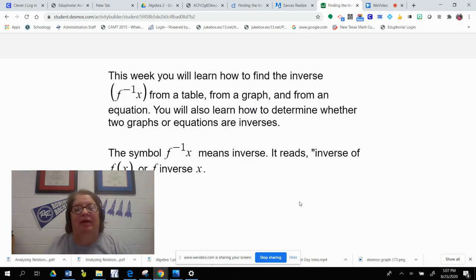This week we're going to learn how to find the inverse from a table, from a graph, and from an equation. That little funny looking symbol you see there with f and the -1 and x means inverse, and you read it inverse of f of x, or f to the inverse, or f inverse of x. So when you see that little -1, it just means inverse.